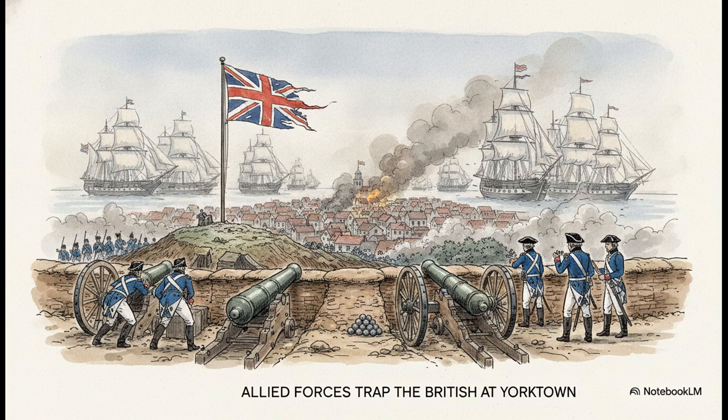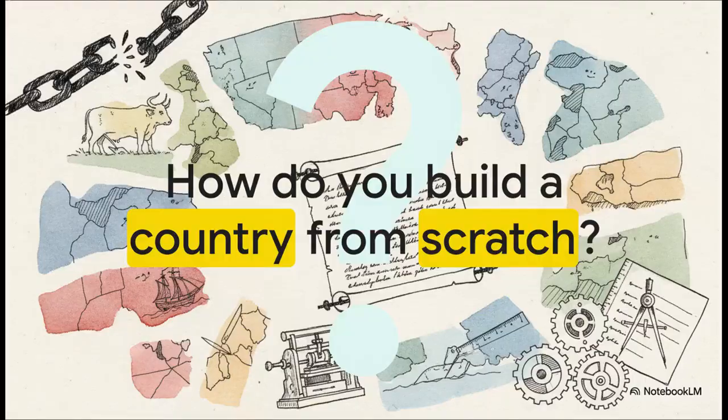And by 1783, the Treaty of Paris made it all official. Britain formally recognized the independence of the United States of America. A new nation was born. But it leaves us with this fascinating, lingering question. The war was over, but how do you actually build a country from scratch?